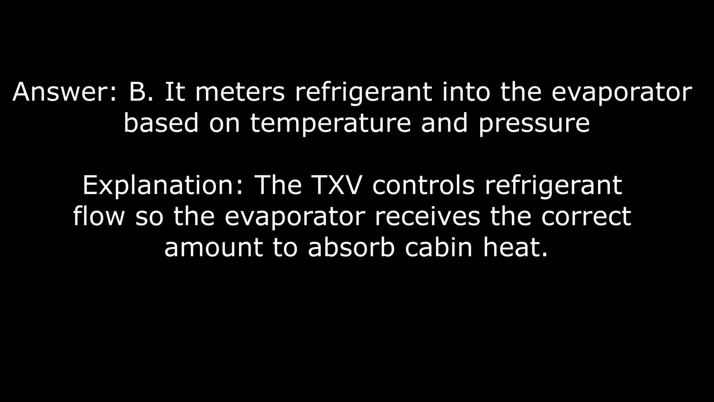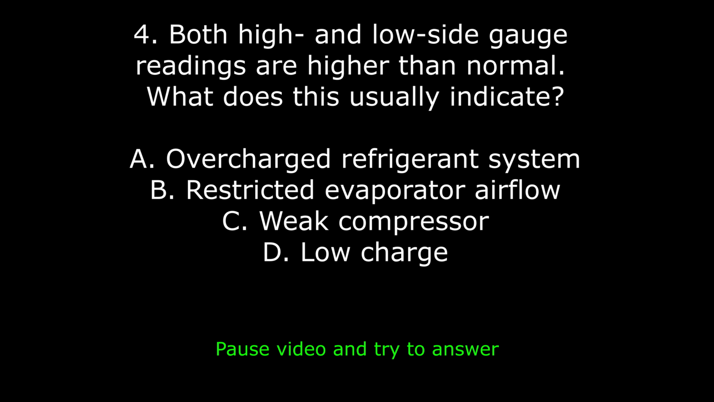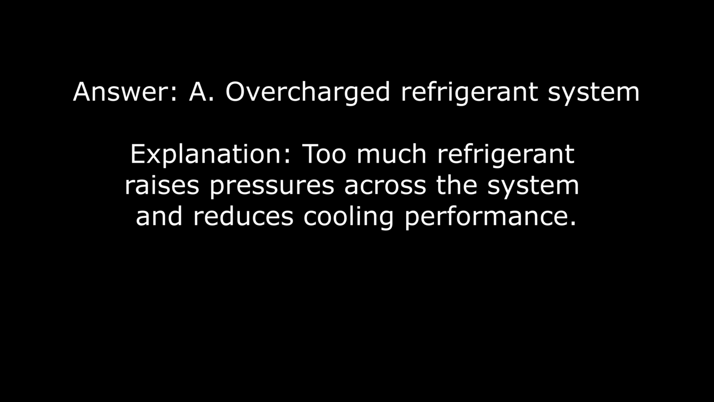Explanation: the TXV controls refrigerant flow so the evaporator receives the correct amount to absorb cabin heat. 4. Both high and low side gauge readings are higher than normal. What does this usually indicate? A. Overcharged refrigerant system. B. Restricted evaporator airflow. C. Weak compressor. Or D. Low charge. Answer: A.